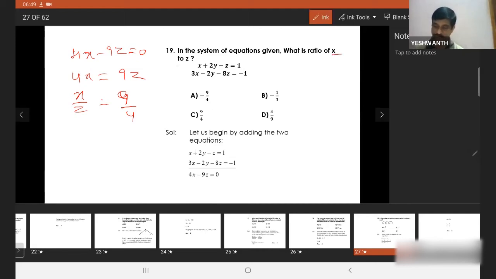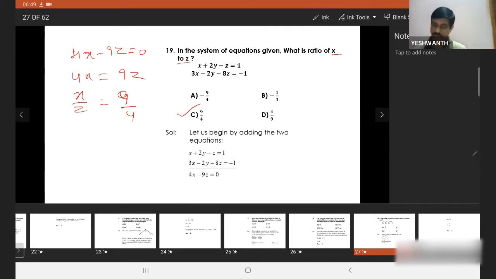So x to z means x by z. If he says y to x, so y by x, that's how we need to do. So x to z means x by z only. So it is 9 by 4. Option C works. Okay. Please note it fast.